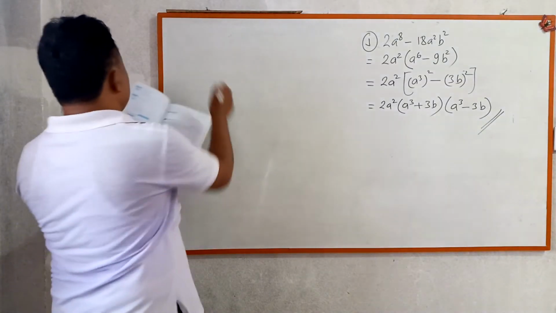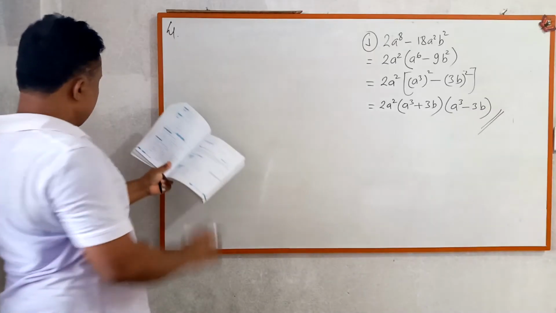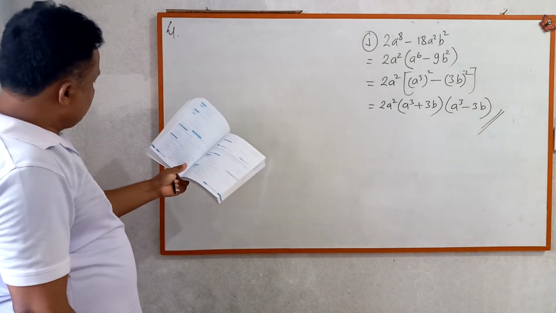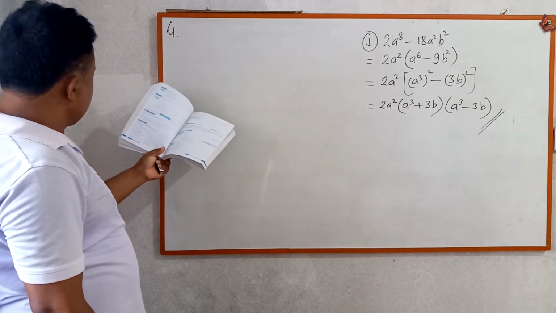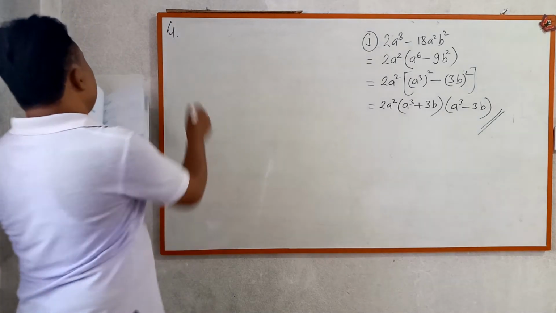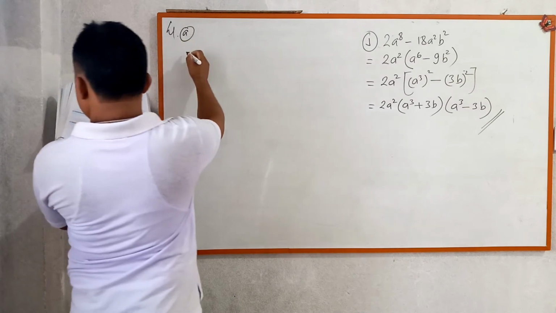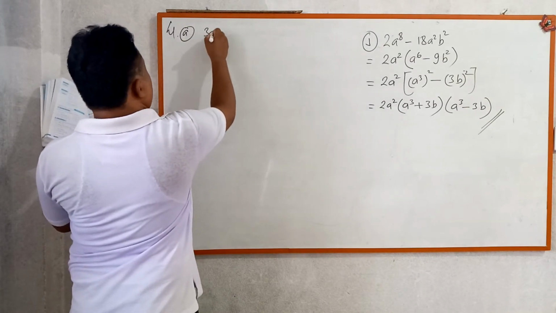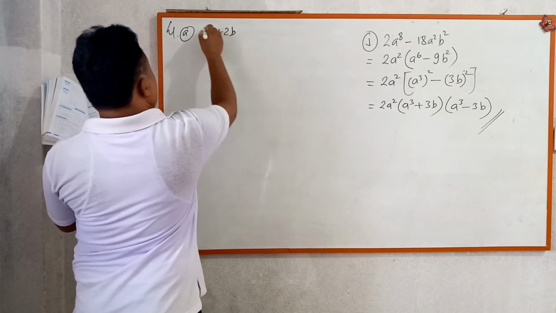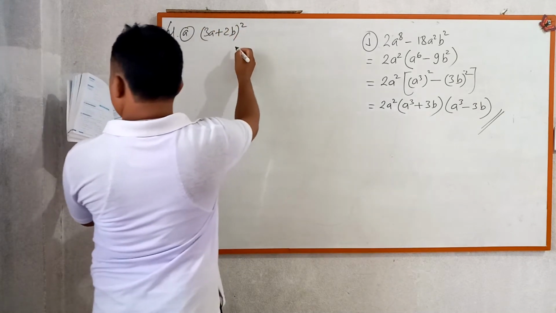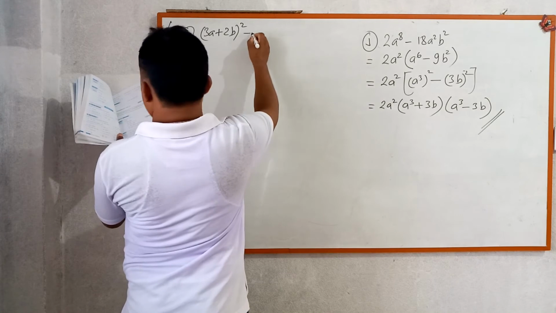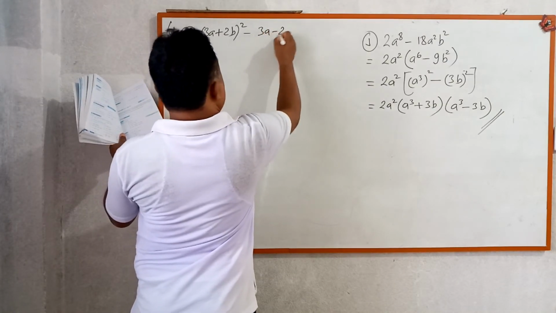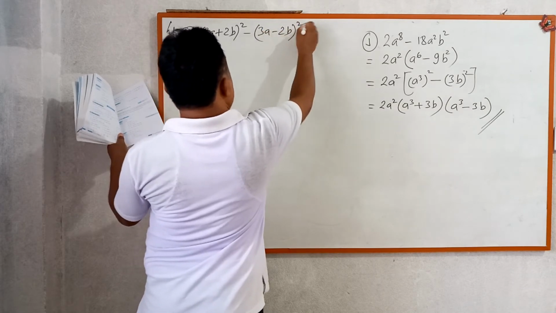Question number 4 now. Look at here, 4a: (3a plus 2b) whole square minus (3a minus 2b) whole square.